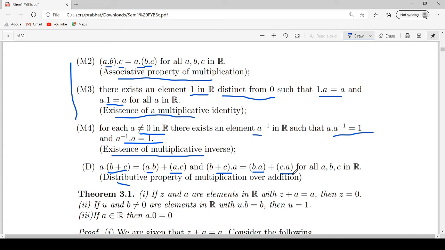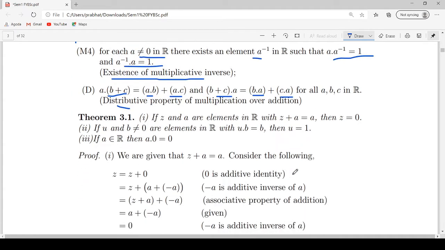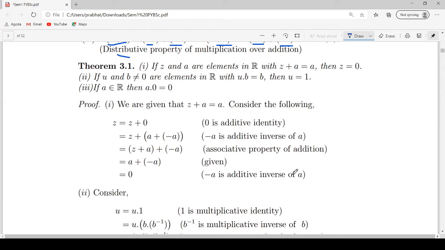Now, once we have accepted these properties, which we are calling algebraic properties of real numbers, based on these properties we will deduce certain results. Let's see those results. In this theorem, I have listed three results. It states that if Z and A are elements in R such that Z plus A is equal to A, then Z should be equal to 0. It states that no other element will act as additive identity. That means your additive identity is unique inside your set of real numbers R.